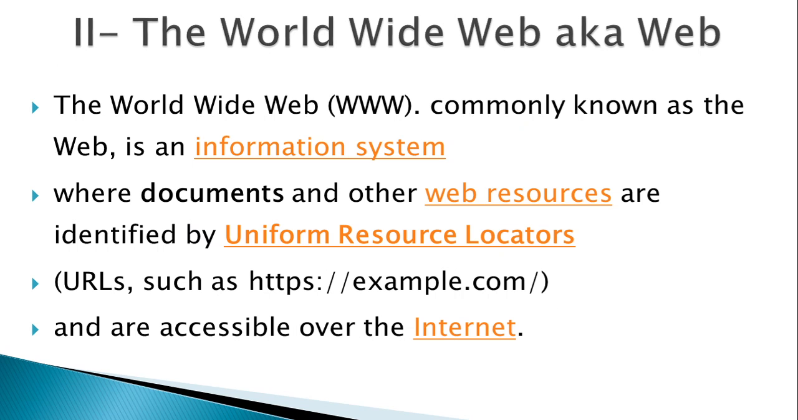Number two, the World Wide Web, aka web. What is it all about? The World Wide Web, commonly known as the web, is an information system where documents and other web resources are identified by their uniform resource locators, aka URL. An example is like https colon double slash example.com, and they are accessible over the internet.